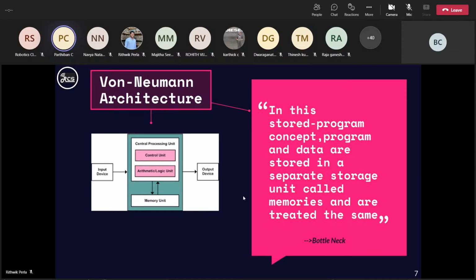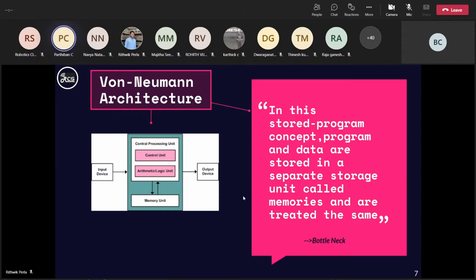In this type of architecture, there are two important concepts: one is the instructions and the other is data. Instructions and data are stored in a storage unit called memory. Both are stored in only one storage unit called memory. Make it clear and remember that point, so that it will help in differentiating the other architectures.